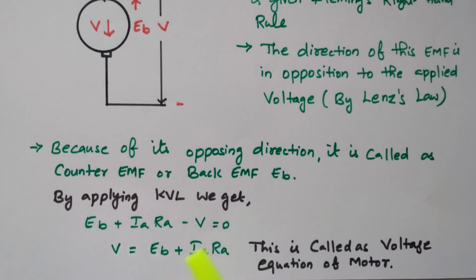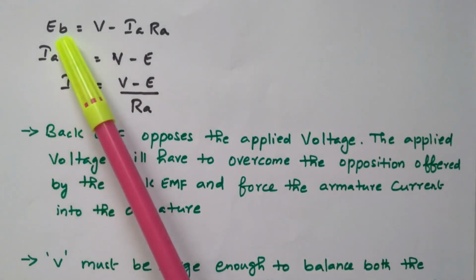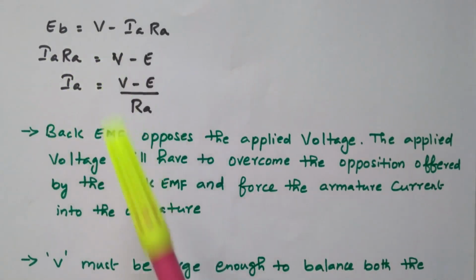In the generator it is actually opposite: EB equal to EG, the generated voltage, equal to V plus IARA. Here the applied voltage equals EB plus IARA. The voltage applied is converted into back EMF and the remainder is dropped across the armature resistance. So this is called the voltage equation of the motor, V equal to EB plus IARA. From this we can write EB equal to V minus IARA.